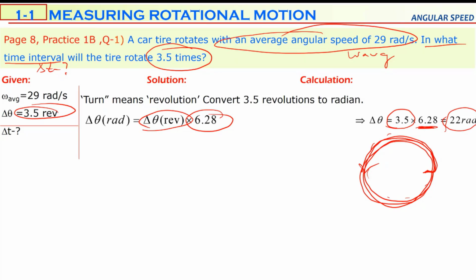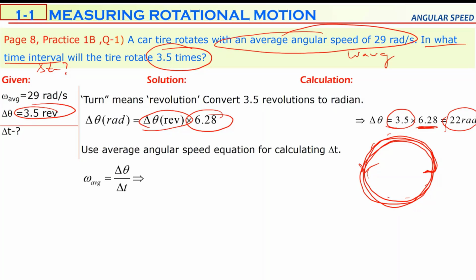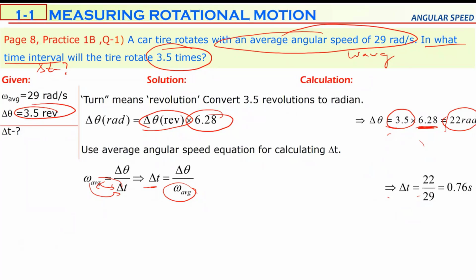The angular displacement is equal to 22 radians. And now we can use the definition of average angular speed, omega average equals delta theta over delta t. The question asks for delta t, so we change delta t and omega average. Delta t is delta theta over omega average. Delta theta is 22 radians, so we insert 22 in here, and omega average is given as 29.